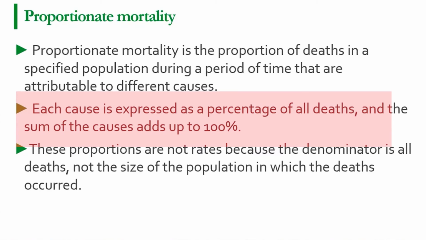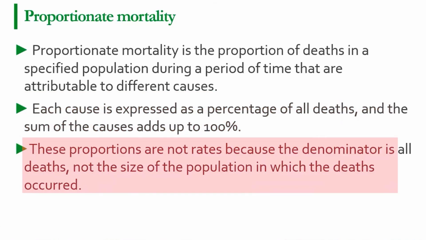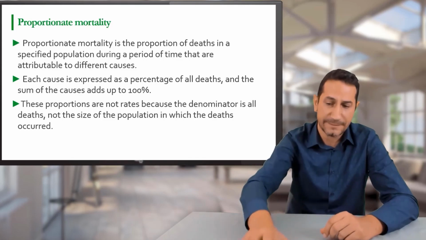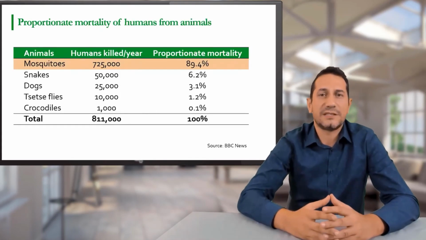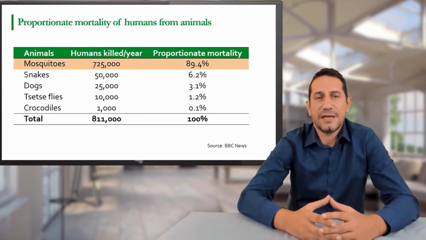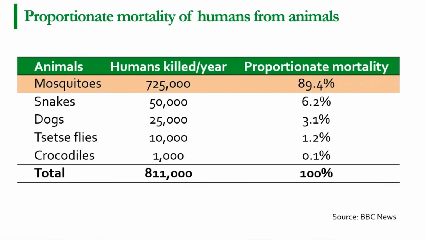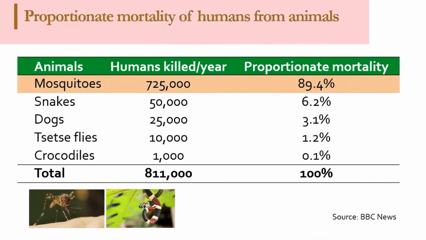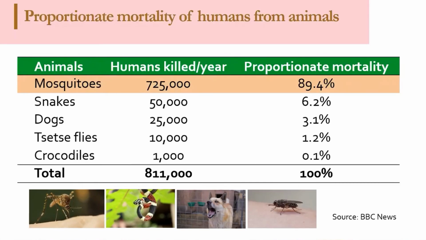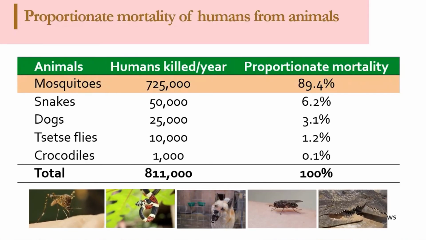And these proportions are not rates because the denominator includes the deaths and not the size of the population in which the counts are derived from. So they are proportions and not rates. To take an example, let's see the proportionate mortality of humans by animal type, and which of the animals kills the most humans.